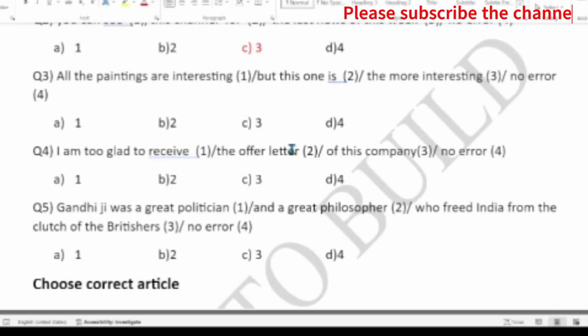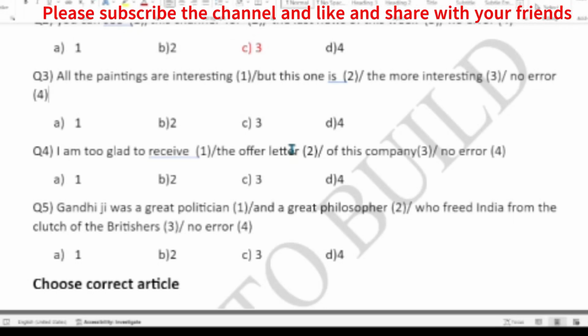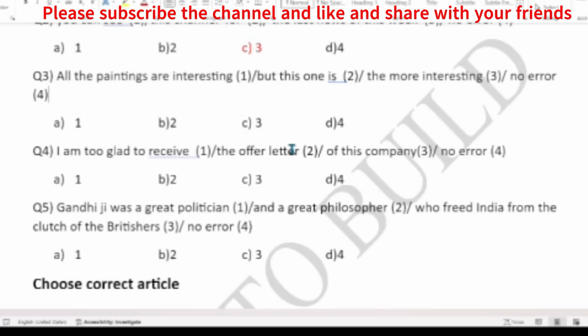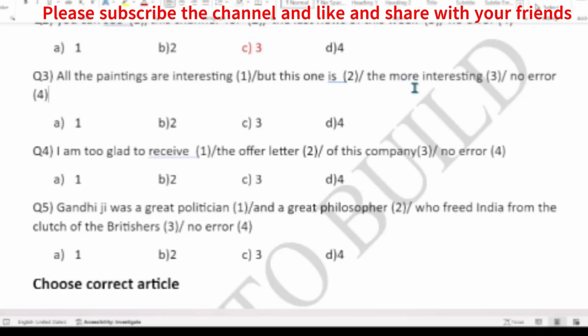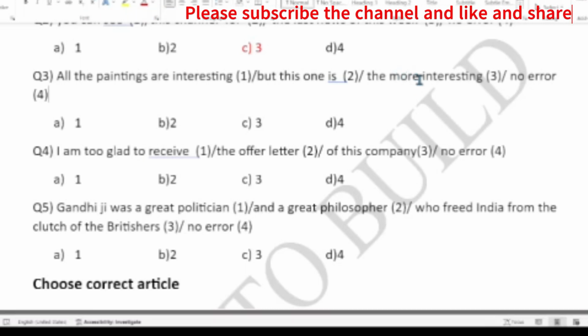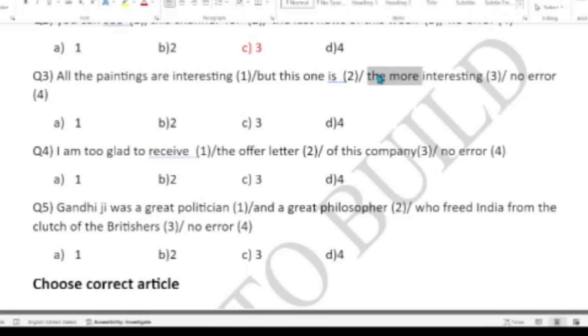Now we read question number 4. All the paintings are interesting, but this one is the more interesting. And the fourth option is no error. Here we find a mistake. The more interesting is wrong, because we use more in the concept of comparing two things. The correct version is the most interesting. So the error lies in the third part of the sentence. The correct option for this question is option number 3.